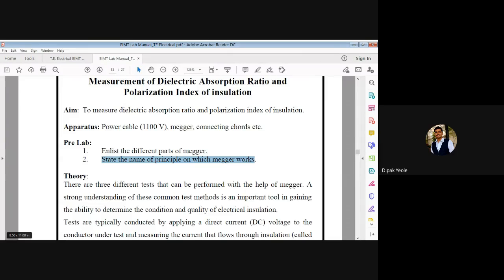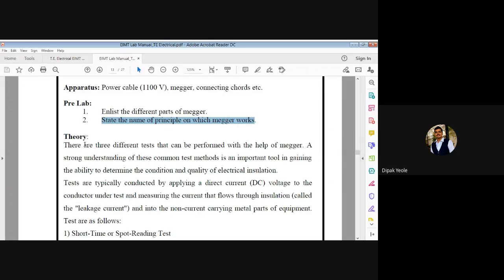Megger is not a technical word. Megger is a component, or you can say Megger is a company. But nowadays we use Megger in our local language, so that word comes in our lab manual. So this is the theory which you are interested in.